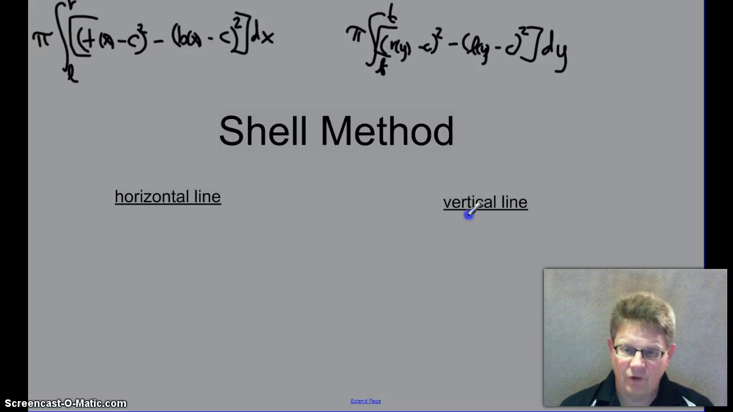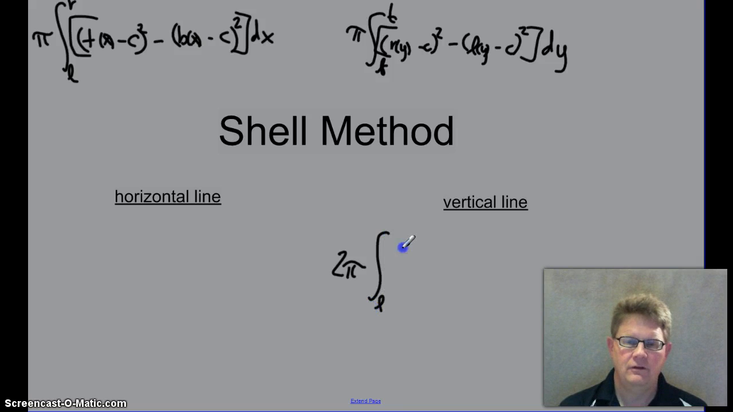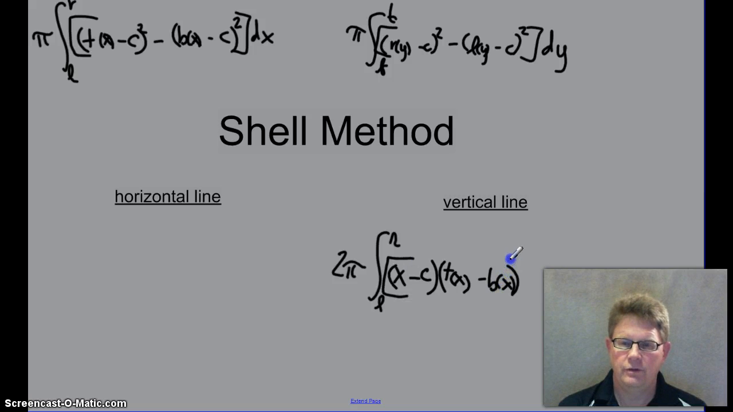Okay, the vertical line, that is the one that is with respect to x, and it will be 2 pi times the integral from left to right of x minus the axis of revolution times the top function of x minus the bottom function of x, all of that with respect to x.